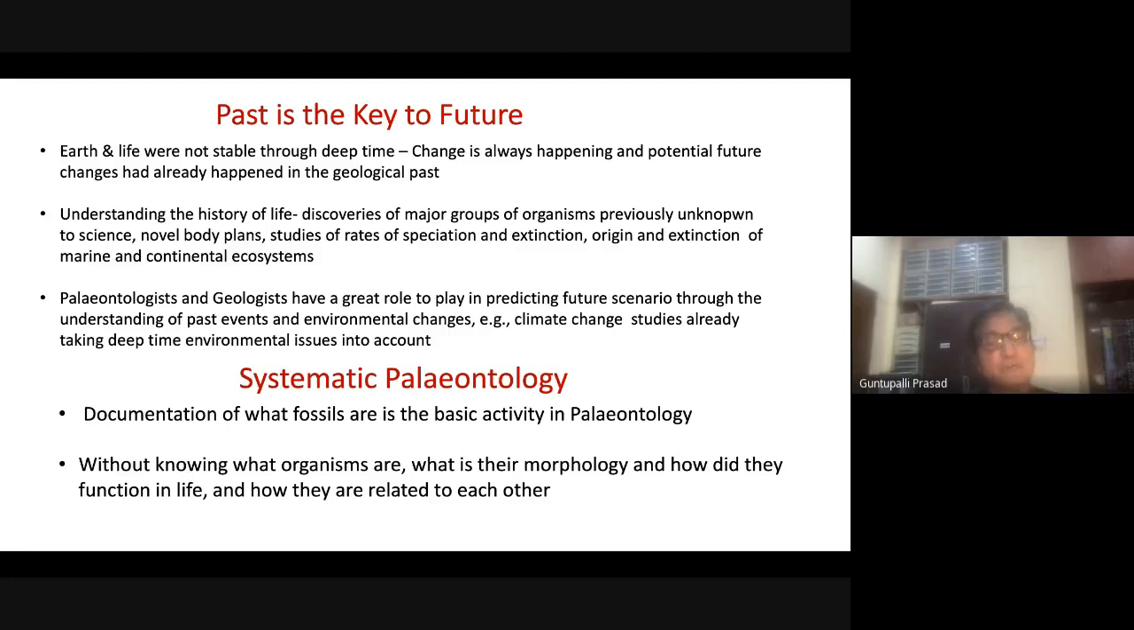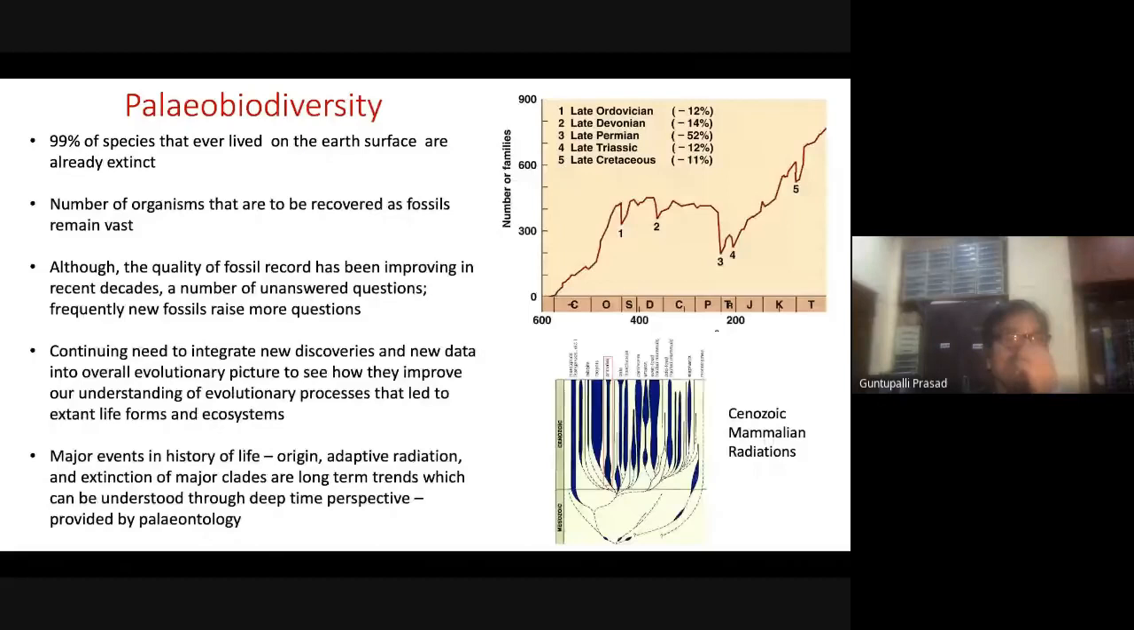And then paleobiodiversity. When you look at this figure that you have seen at this point, almost 95% of species became extinct. And moreover, 99% of the species that ever lived on the Earth's surface are already extinct. So that means a vast number of fossils still remain in the rocks that are yet to be recovered. The fossil record is mostly incomplete, but of course in recent years, with new techniques and improvements in recovery techniques, many new fossils have been discovered, but still a lot of fossils remain to be recovered, and there are many unanswered questions.